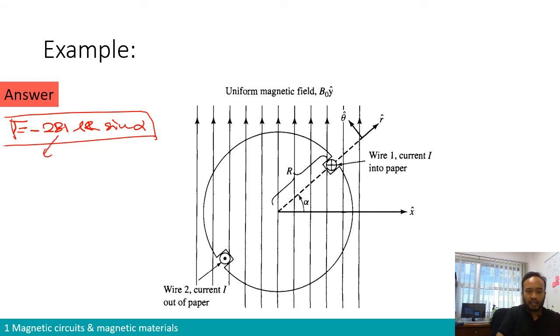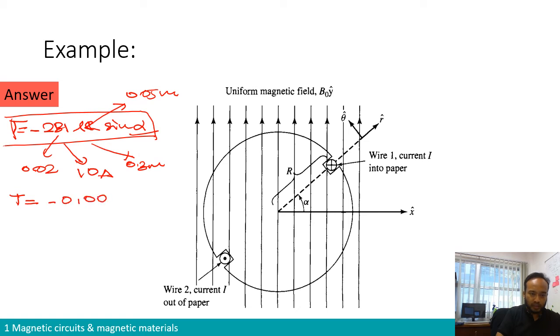We know that B was given equal to 0.02 Tesla, I equals 10 amps, if I'm not mistaken, L equals 0.3 meters, with R equals 0.05 meter, 5 centimeters. And alpha is a variable, so it depends on alpha. If you do the calculation, you will find the equation for torque: T equals minus 0.006 sin alpha. So what can we conclude from this equation?